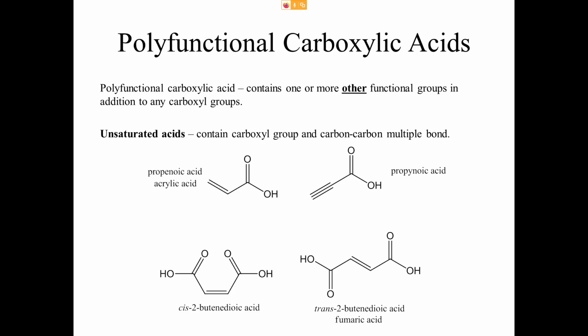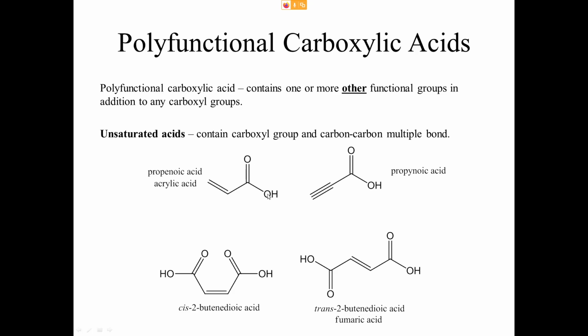So in this slide, we have what are called unsaturated acids. And what that means is elsewhere in the molecule, there's a carbon-carbon multiple bond. So a carbon-carbon double bond or a carbon-carbon triple bond. I know there's already a carbon-oxygen double bond because there's a carbonyl in this carboxyl group. But in addition to that, there's some other site of unsaturation, like a double bond or a triple bond. Okay, so these are called unsaturated acids.